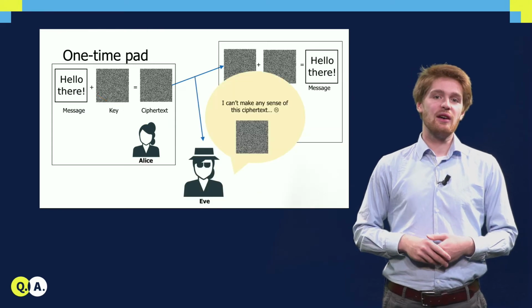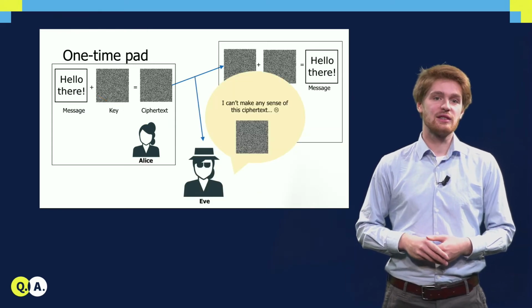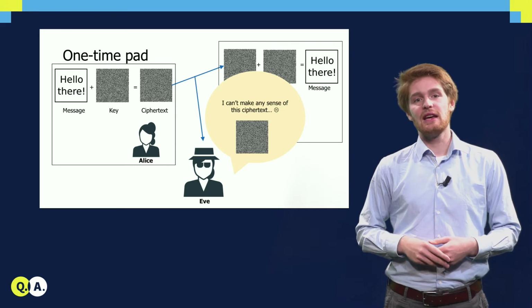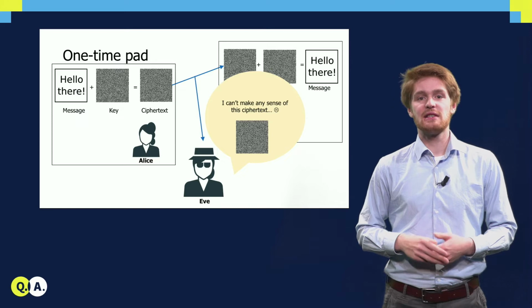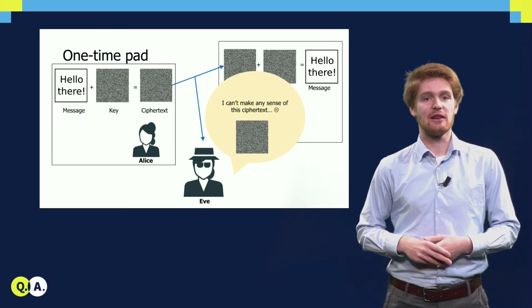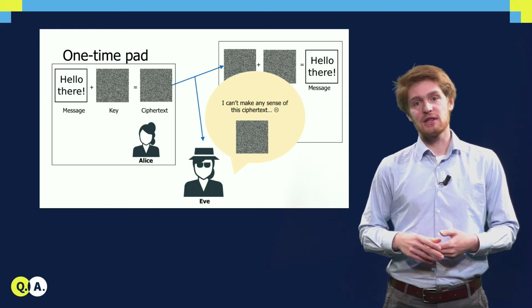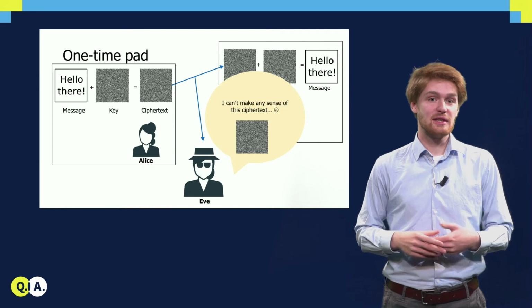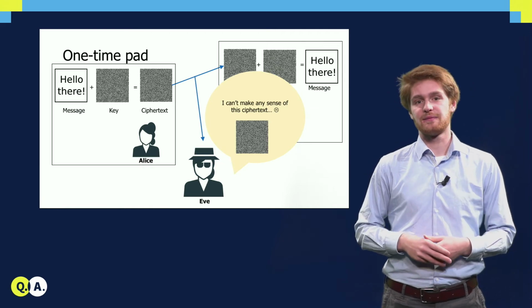Now, the only thing we need to think about is Eve, who has access to all communication channels between Alice and Bob. In particular, Eve can intercept the ciphertext, but since the key that Alice used was completely random, the ciphertext also looks completely random to Eve, who does not possess the key. Using this one-time key, Alice has thus sent her message securely to Bob.